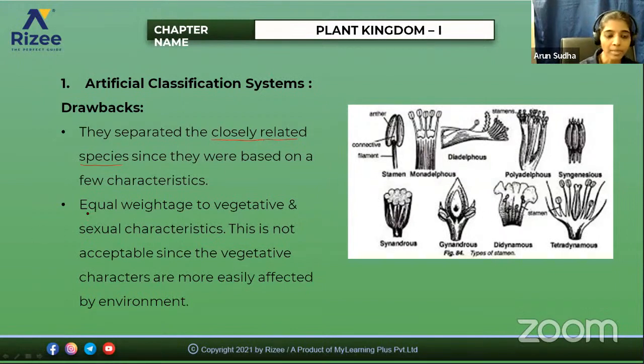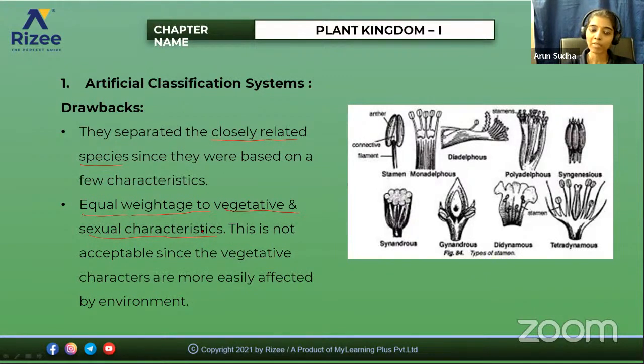Another main drawback is that equal weightage was given to vegetative and sexual characteristics. So what do you mean by this? The vegetative characters are the characters that will change as per the environmental conditions.